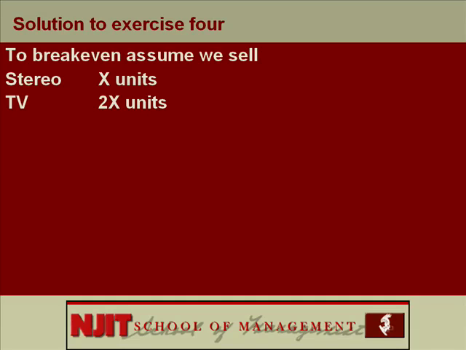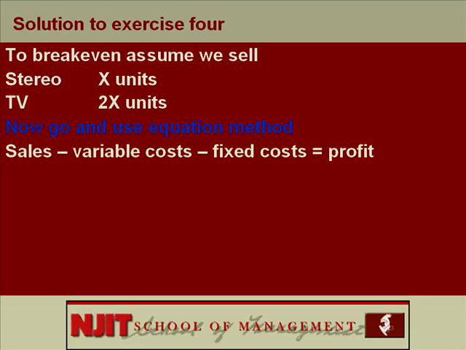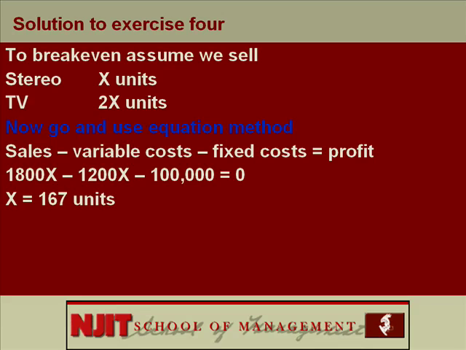Go back to basics, use the equation method. Here it comes. Sales less variable costs less fixed cost is profit. Sales is 1800X, variable cost is 1200X, fixed cost is 100,000, profit is 0. Now, you'll think, well, how did I get 1800X for sales and 1200X for variable cost? I'll show you in a minute. But assuming that what we have in front of us is correct, solve for X, 167 units.